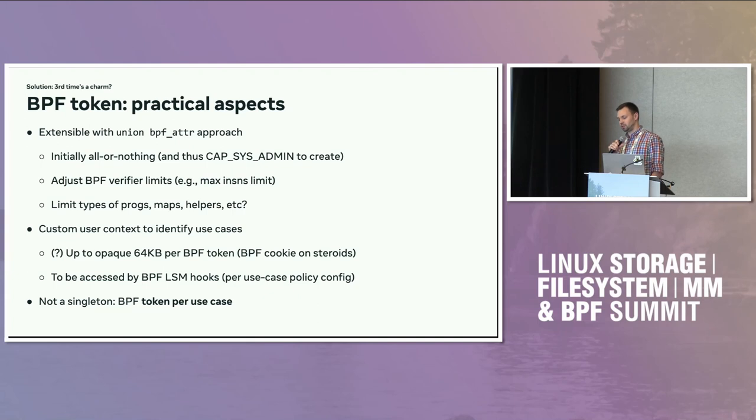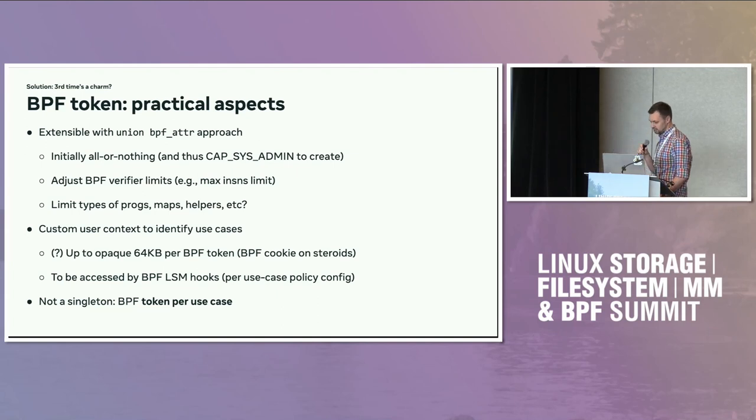In addition to that, I remember from last year, I think John had this request that we can even use this token to fine-tune some of the fundamental constants and parameters of the verifier, like the instruction limit and whatever, right? But I didn't want to do it from the very beginning, just to avoid a lot of discussion and bikeshedding on how exactly and what exactly we do. So I hope all-or-nothing will be the first step, and we have all the extensibility of the union BPF attr to discuss it based on real-world experience and feedback.